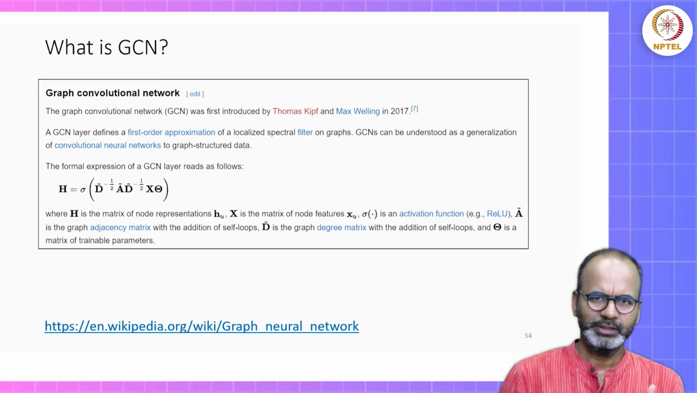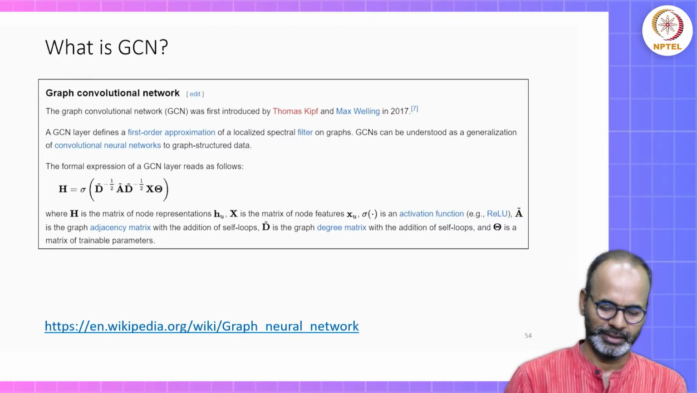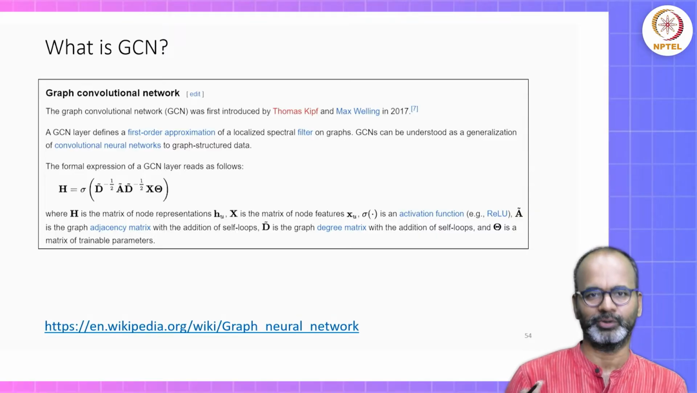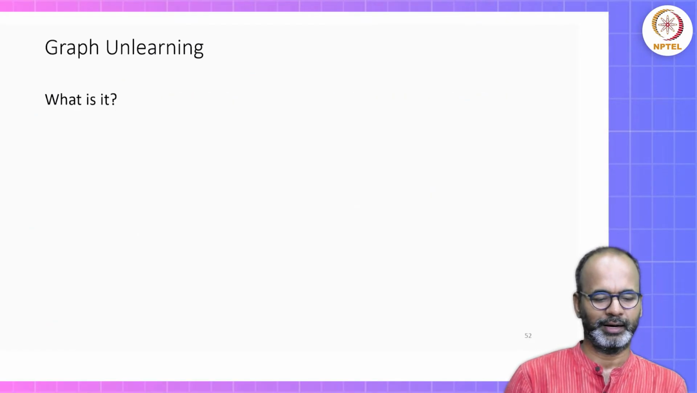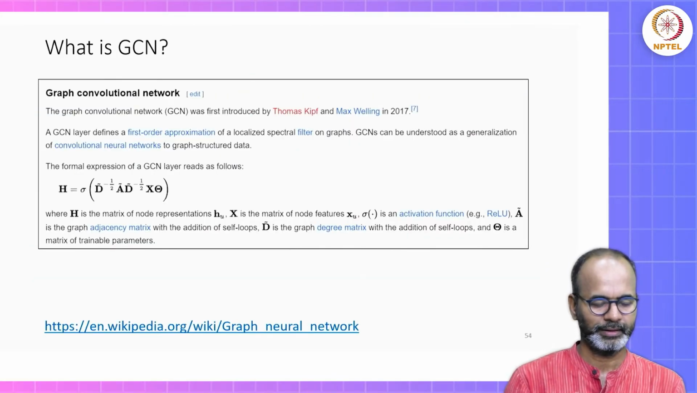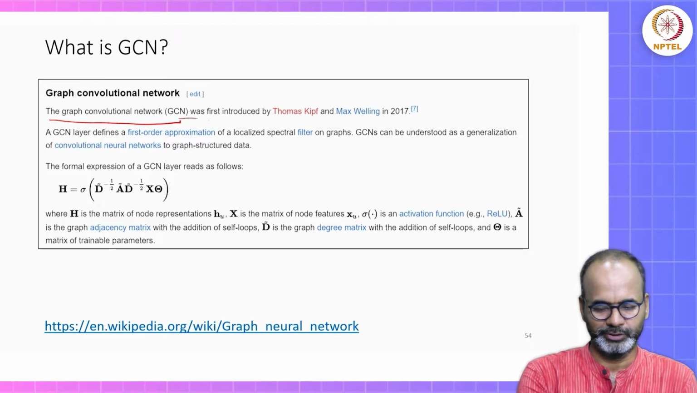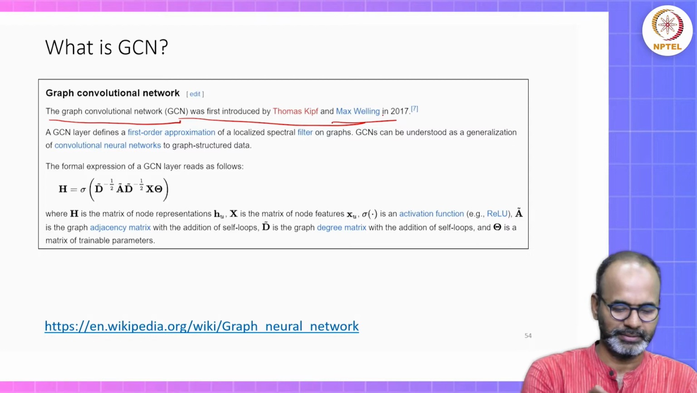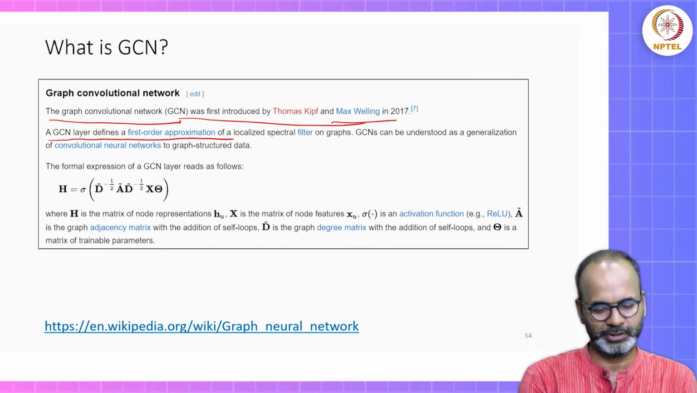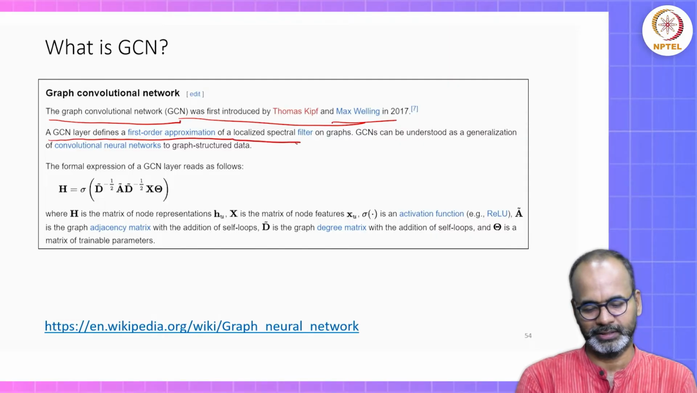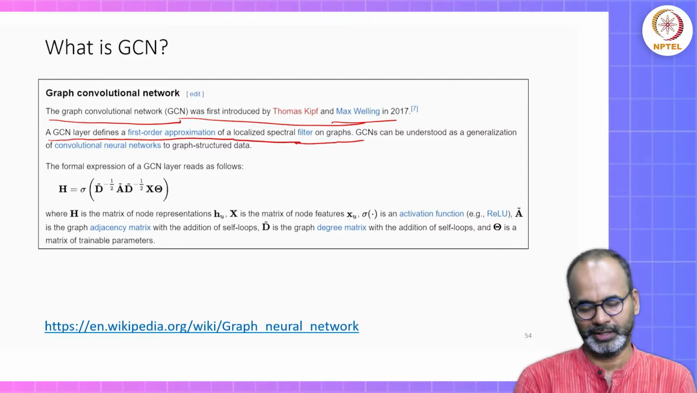You must have heard this word GCN, Graph Convolutional Network, but I thought I would do a refresher and then move on to why we are looking at GCN and what the connection is to graph unlearning. Graph Convolutional Network, GCN, was introduced by Thomas and Max. The key idea is that a GCN layer defines a first-order approximation of a localized spectral filter on graphs. Keep that in mind.